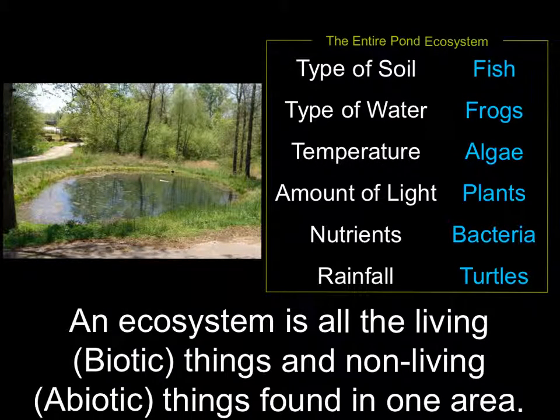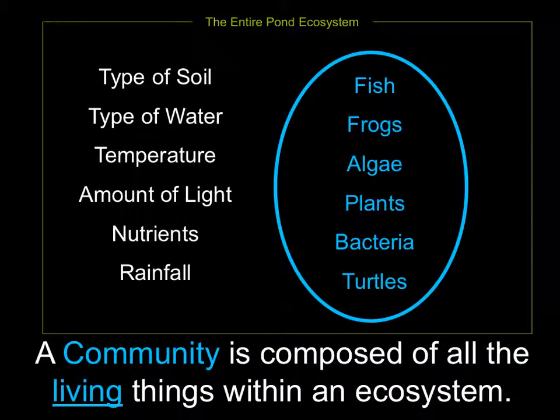An ecosystem is a collection of all the living and non-living factors in one area. The biotic things interact with each other and are influenced by the abiotic factors. A community is composed of all the living things within an ecosystem. It is made of all the various kinds of organisms living together in that ecosystem.